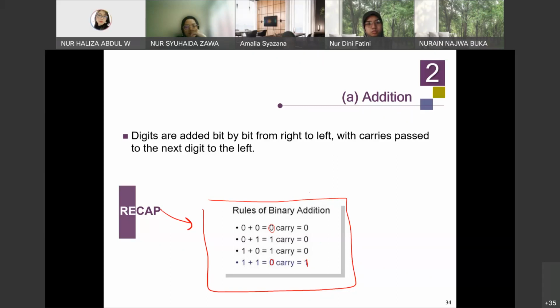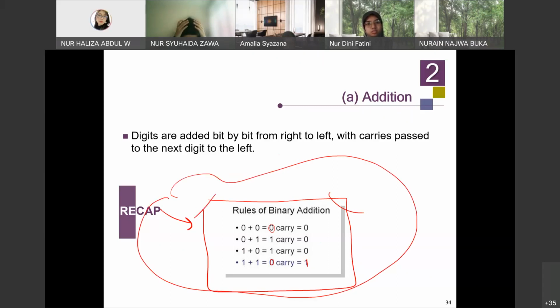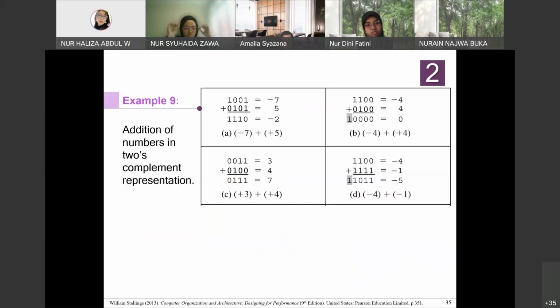Okay, I hope you still remember the table in your mind. By using this table, you can add two numbers in two's complement representation. This one you have also done, adding two numbers using two's complement in digital logic subject. Try later on in the example.